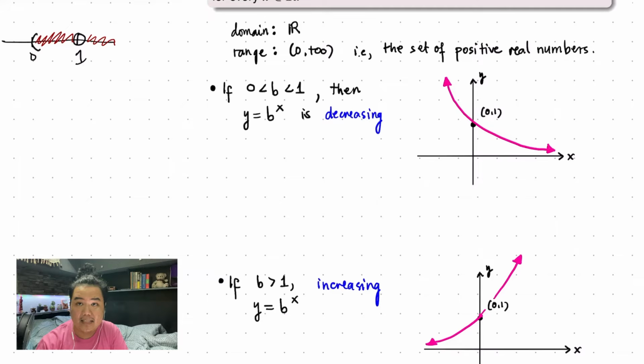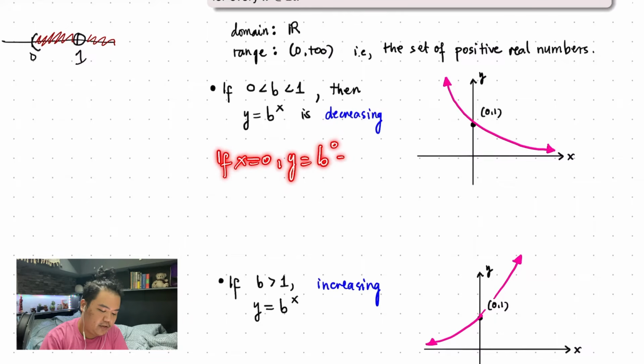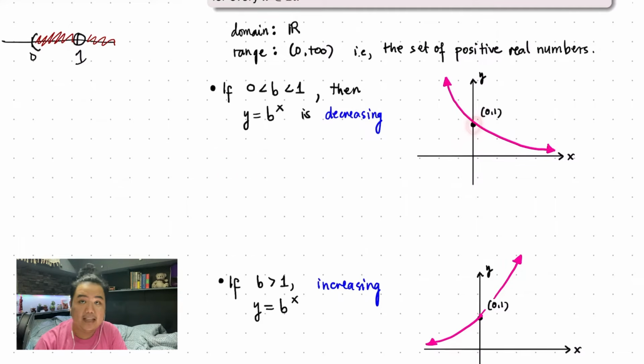Bakit dadaan sa (0, 1) yung graph ni b raised to x? Because if x is 0, y is b raised to 0, which is 1. So when x is 0, y is 1. So dadaan siya doon and then decreasing.